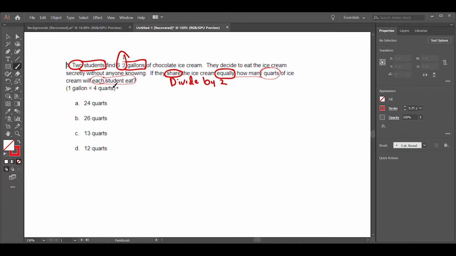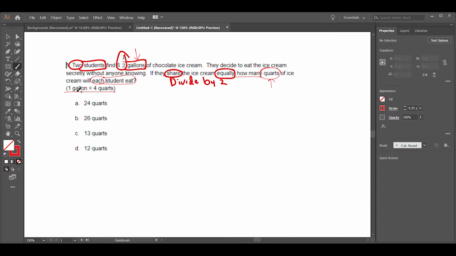And also I see that I'm going to have to convert. I'm going to have to go from gallons right here to quarts because they don't want my answer to be in gallons. And if you also notice here, all the answers are in quarts. So one more hint that I'm going to have to convert is this right here. They give me a clue. 1 gallon equals 4 quarts.